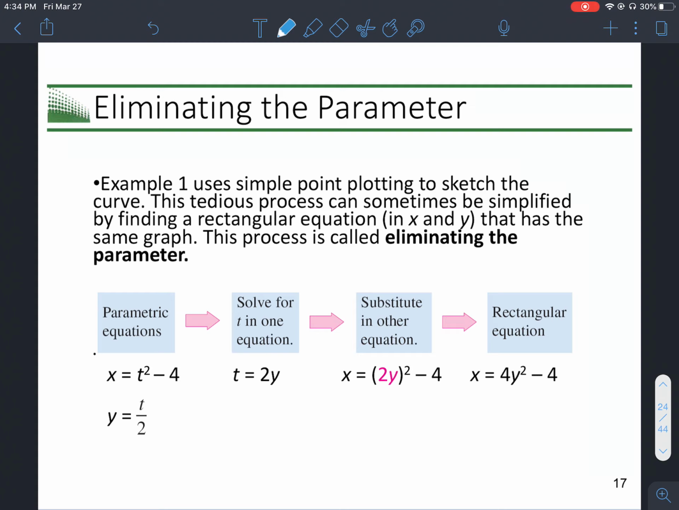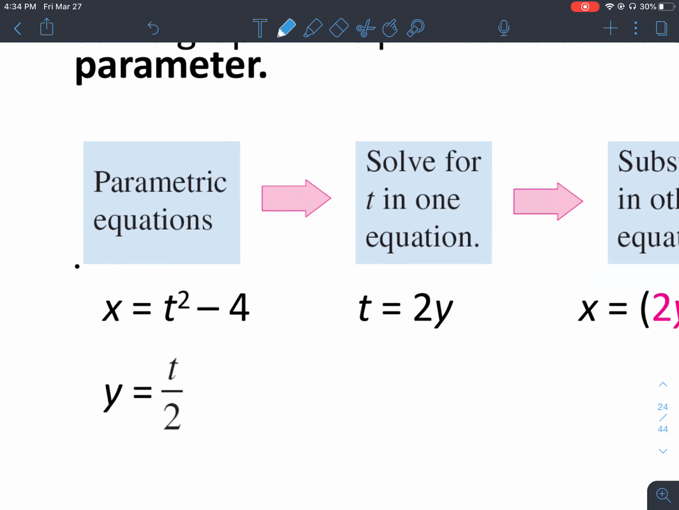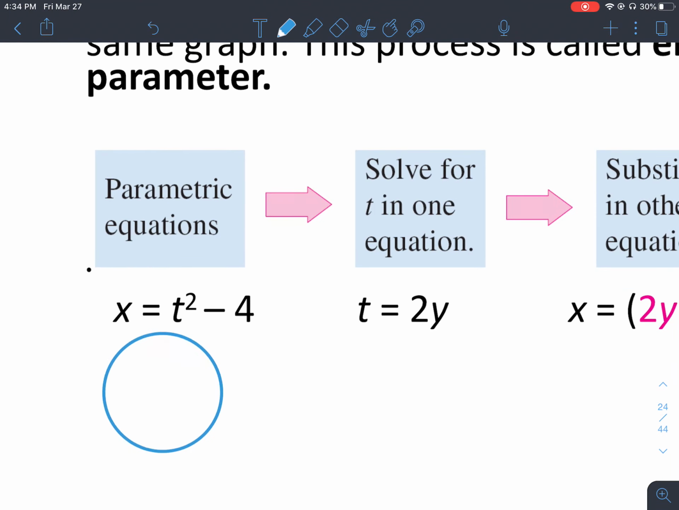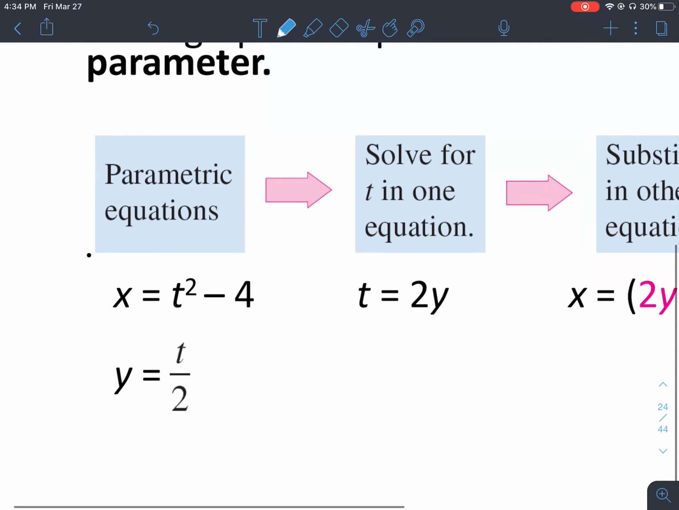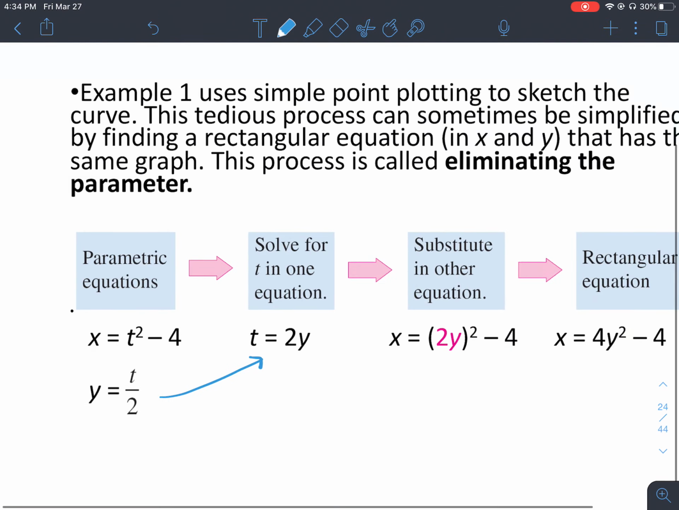So take one of your two equations, solve for t, and then substitute into the other equation. If I look at the two equations that I have right here, I'm going to look at this second one. It's a little bit easier to work with. We're going to solve for t. So instead of writing y equals 2 over t, t then has to equal 2y.